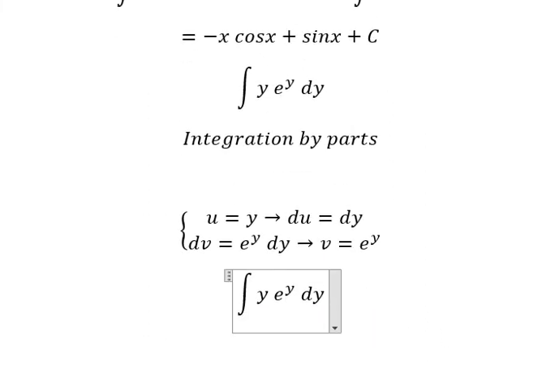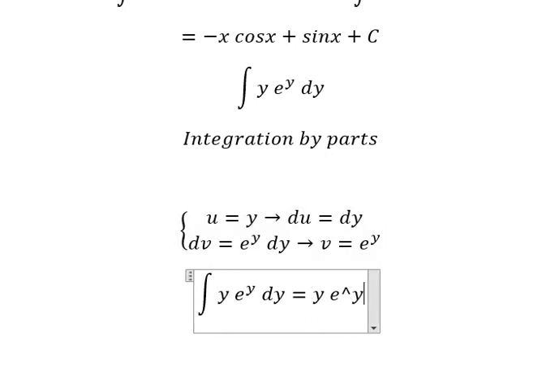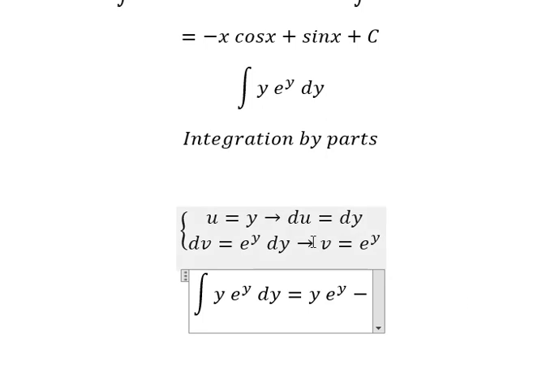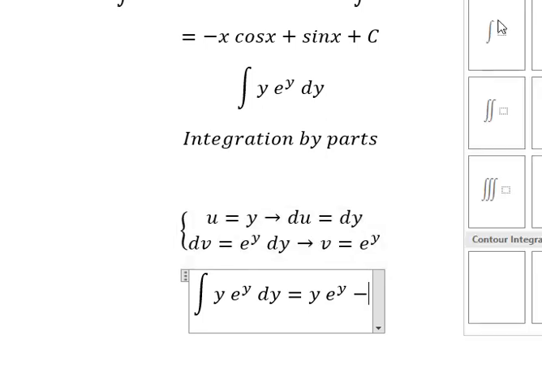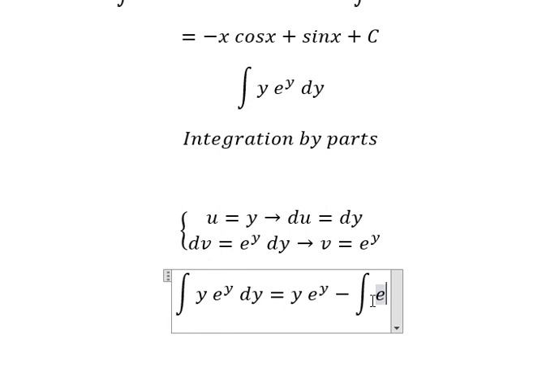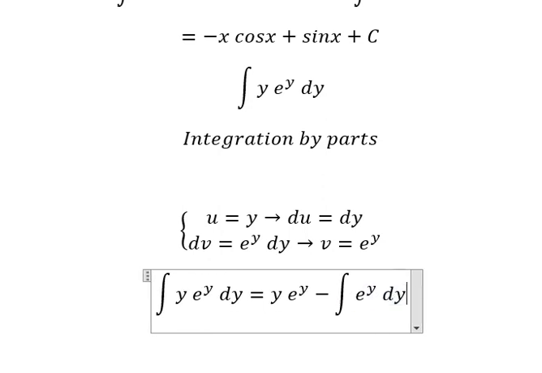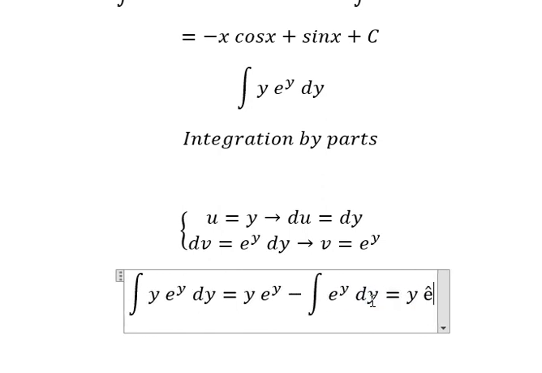So we have u multiplied by v, so we have y e to the power of y minus, we have the u multiplied by v, so we have the integration of e to the power of y dy, and we got the final answer.